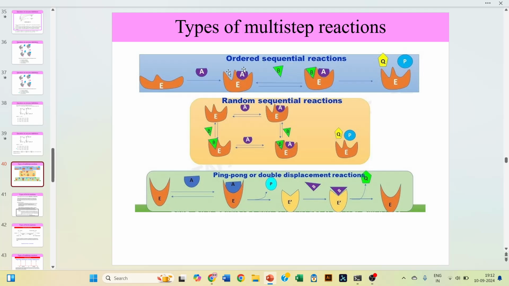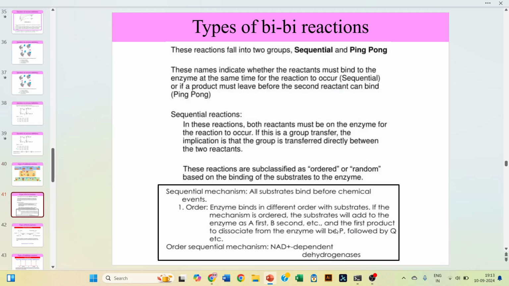So what happens in ordered sequential? Initially substrate A binds, then substrate B binds, and then the product is formed and leaves. In random sequential, it is not necessary that A binds first or B binds first. Either can bind first and then we get the products. But in the ping pong double displacement reaction, when A binds, it produces a product, and then B binds, and there is a kind of displacement. We will learn about them in detail.